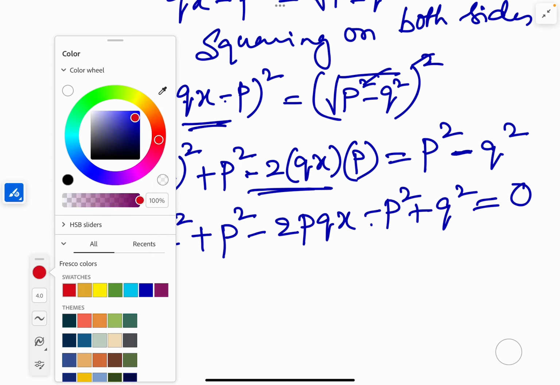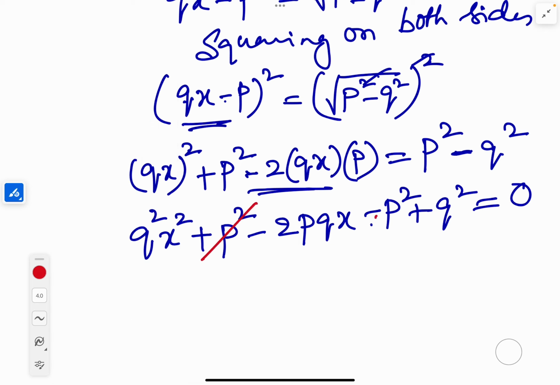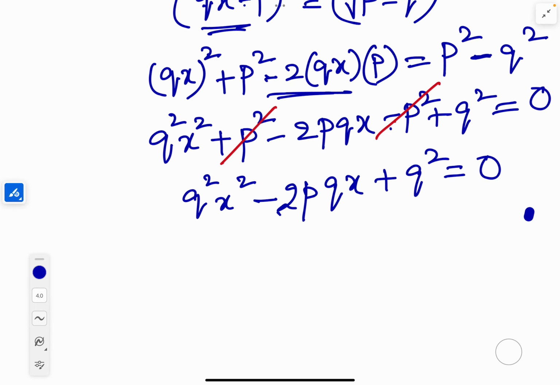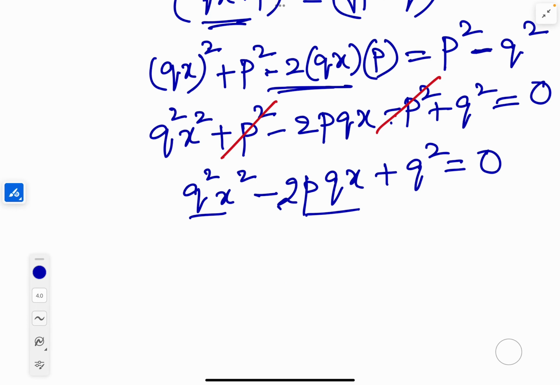Now just observe here, plus p square minus p square gets cancelled. Okay, so what are we left with? We are left with q square x square minus 2pqx plus q square equals 0. Okay, now children, in all the three terms we can see q as common, right? So if we take q as common, what are we left with? X square and q.